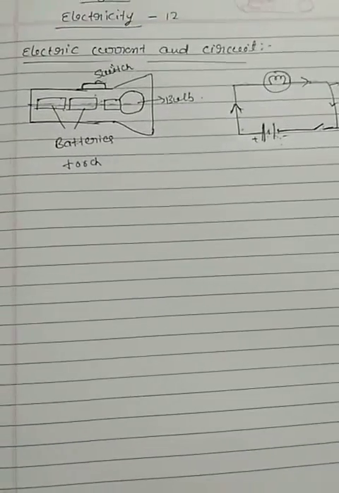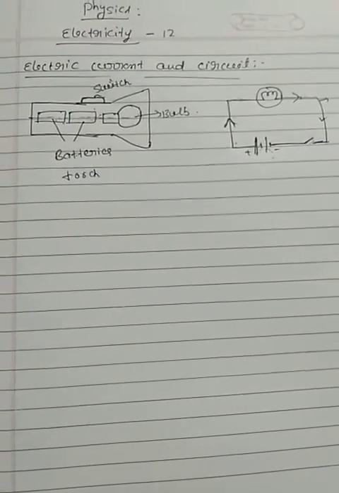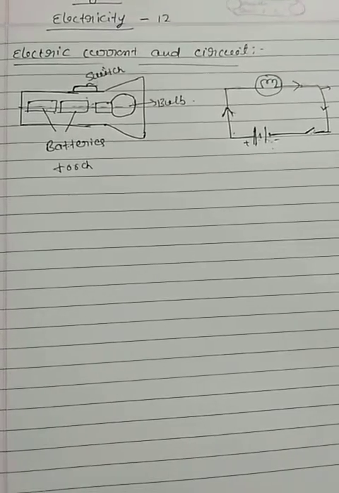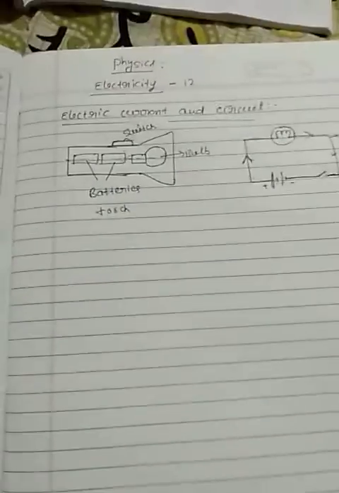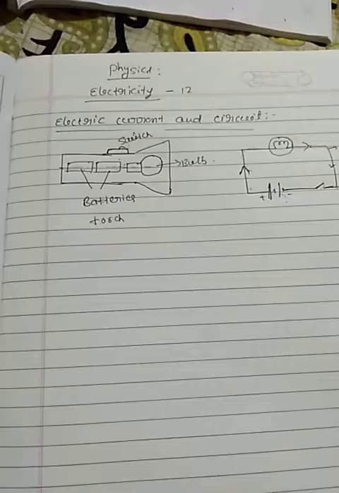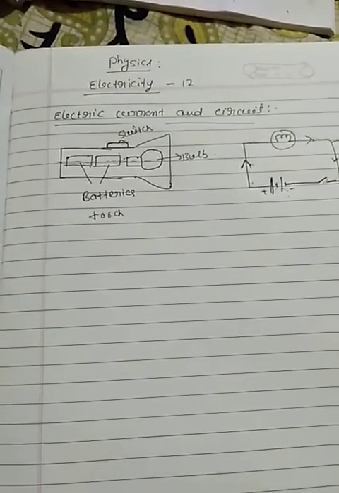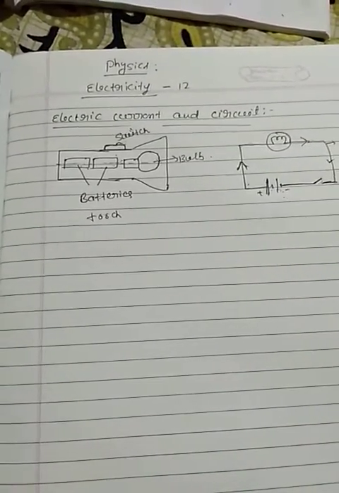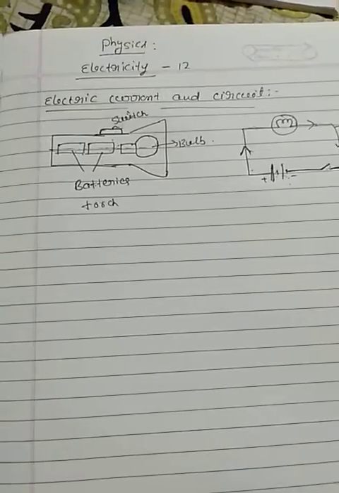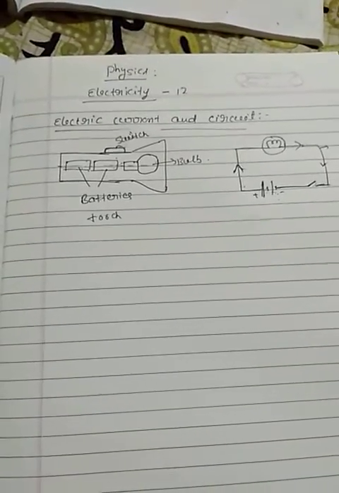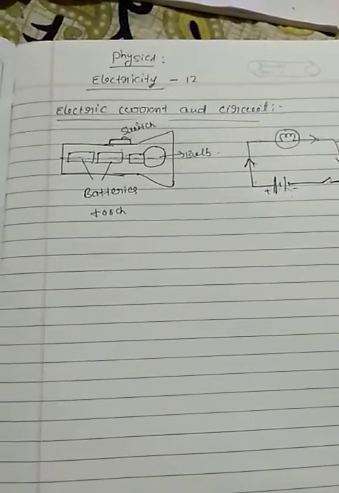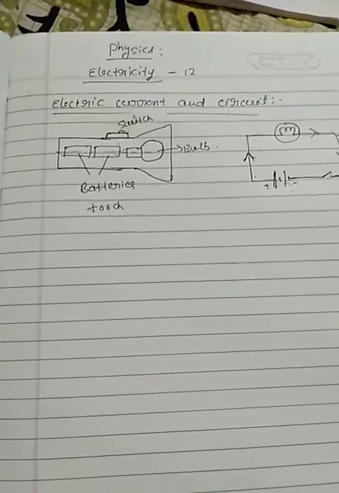The first topic is electric current and circuit. So what is electric current? Very simply, we define it as the flow of electric charges, which is called electric current. Remember that the flow of electric charges through a conductor is called an electric current.